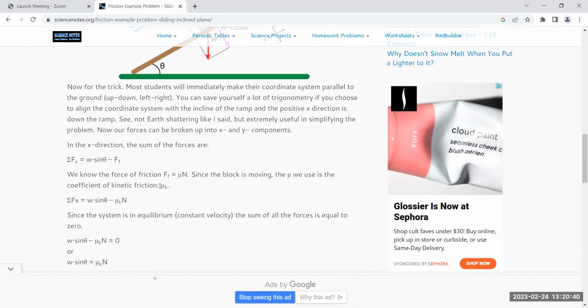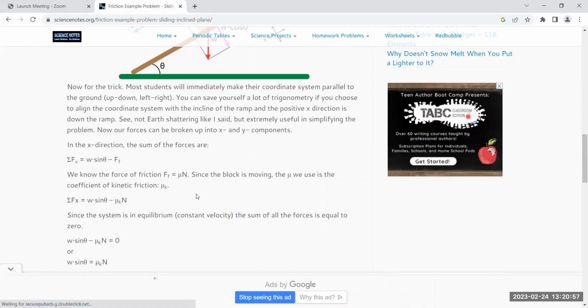Notice here in this example that they're using mu sub k. This is something we will talk about a little bit later. There are actually two kinds of friction that we would worry about: static friction and kinetic friction. Static friction is the friction between surfaces when the thing is at rest. Kinetic friction is the friction between surfaces when the thing is in motion.